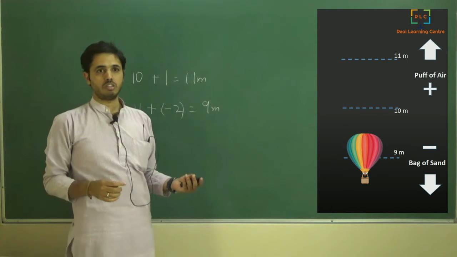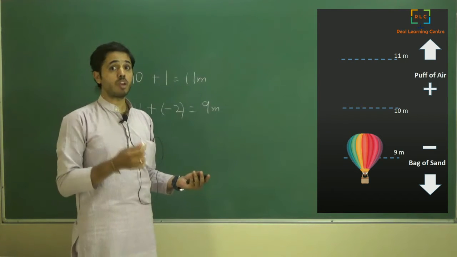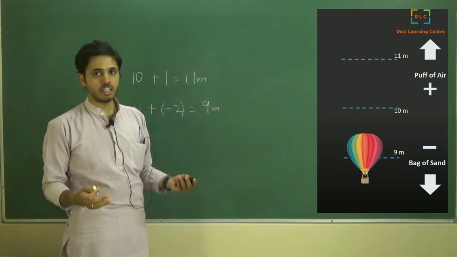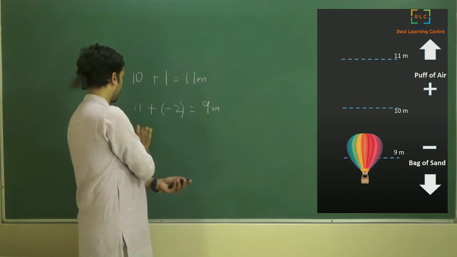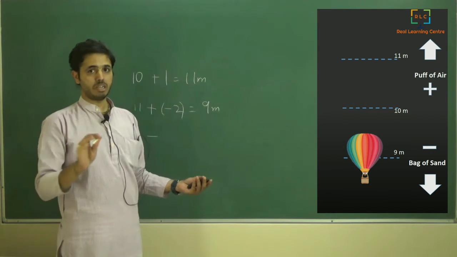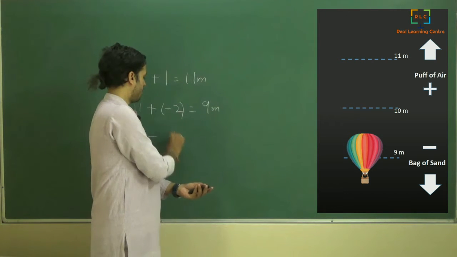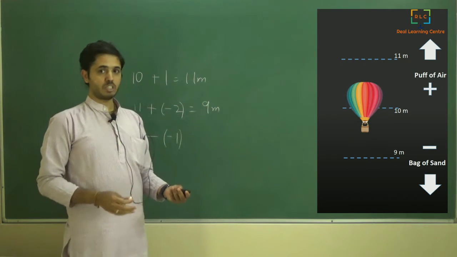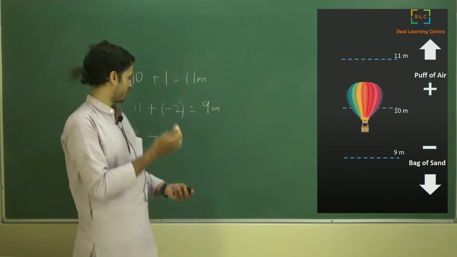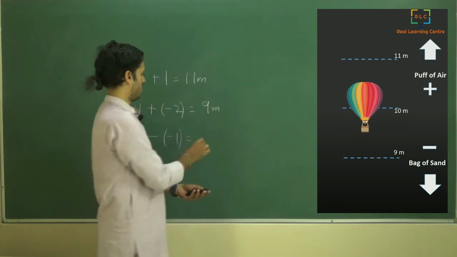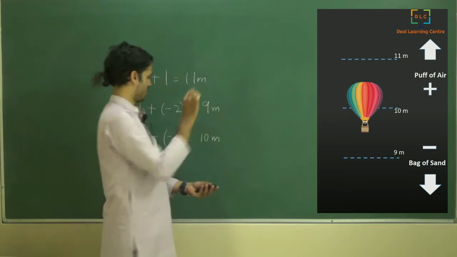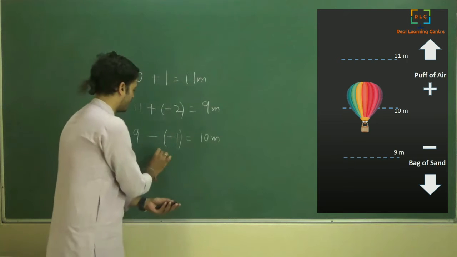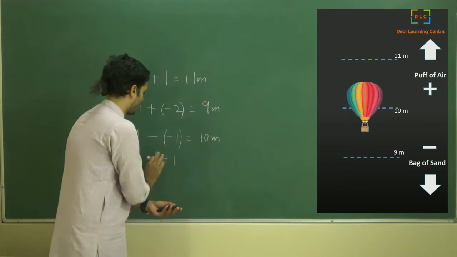So now what happens if you remove 1 sandbag from the hot air balloon? Any guess? Yes, the hot air balloon is going to rise up. Now remove means subtraction, and a sandbag is a negative number. So since I am removing 1 sandbag, it is going to come back to its original position of 10 meters. So we can safely say that 9 minus of minus 1 is the same as 9 plus 1.